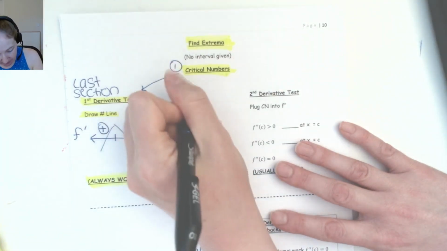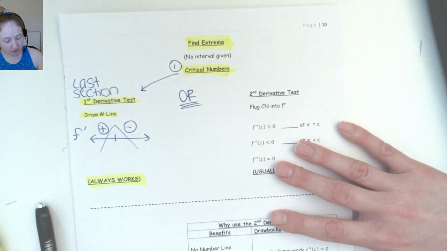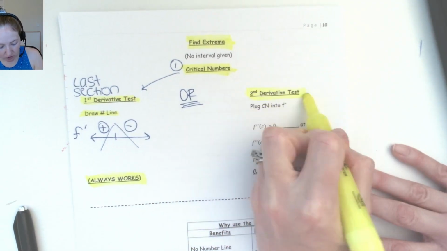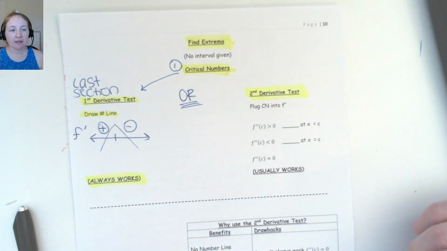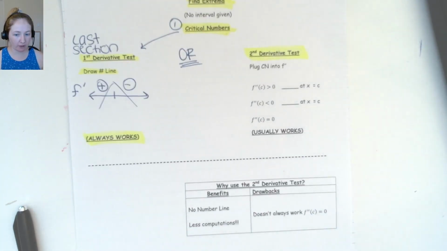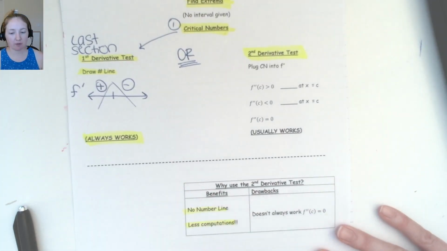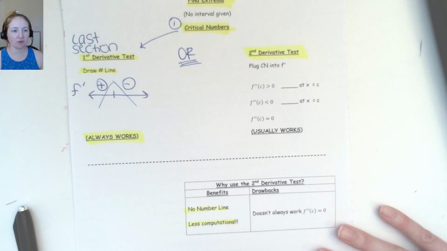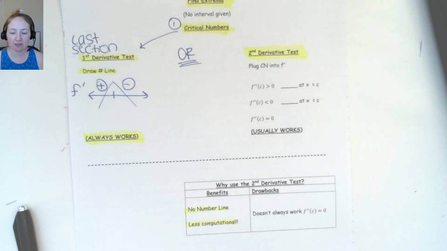There is another test that is known as the second derivative test. And the reason why you would be concerned about it or want to use it is there's no number line. And oftentimes we get kind of tired of drawing number lines. So the cool thing about the second derivative test is there's no number line involved here. So there is significantly less computation with the second derivative test, that is.